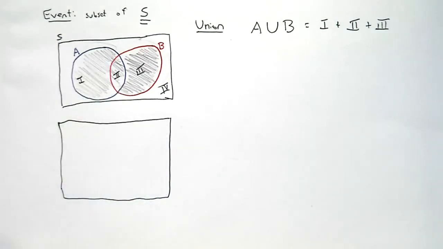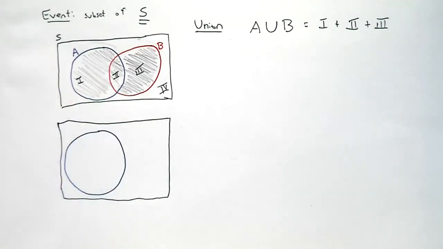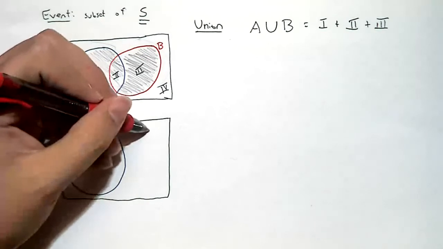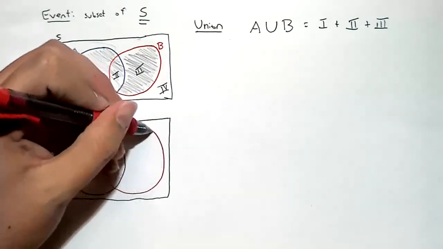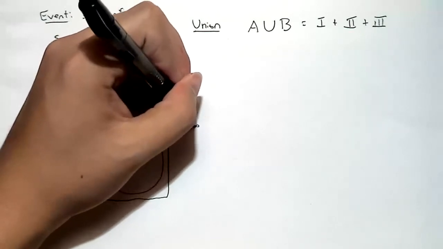But I'm too proud to admit I was wrong, so I will draw it again. And let's keep calling A the blue one, B the red one, and everything else is the sample space. We're going to talk about intersections.